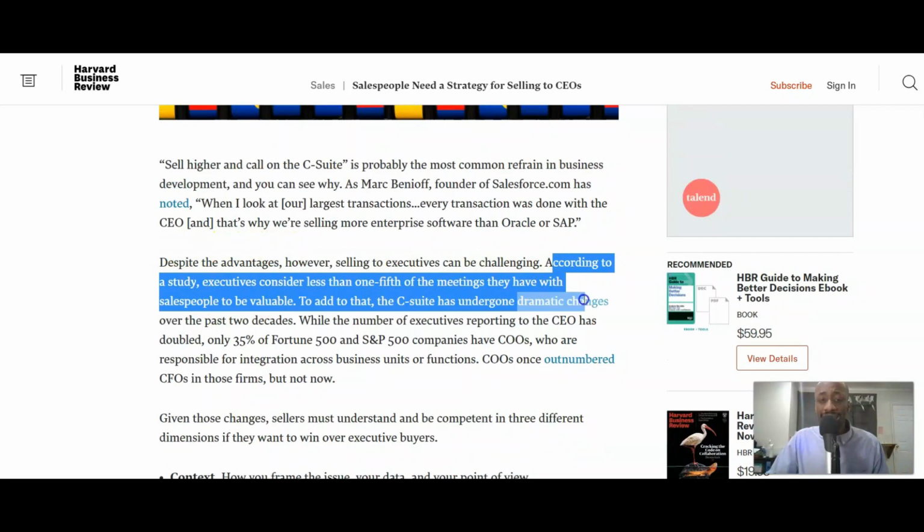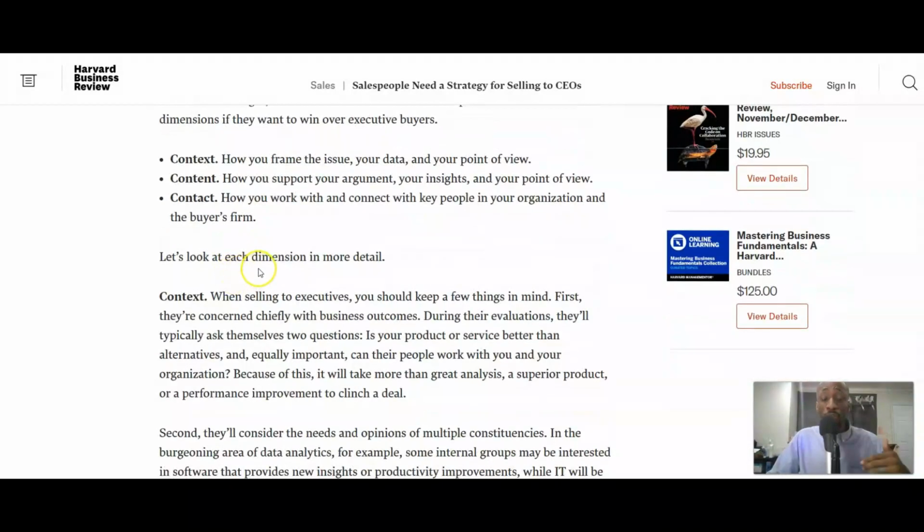According to a study, executives consider less than 1/5 of the meetings they have with salespeople to be valuable. Less than 1 in 5 meetings with a salesperson is found valuable by an executive, right? Salespeople are just not meeting the mark, right? Now, let's go a little further. Let's look at what they're doing wrong.